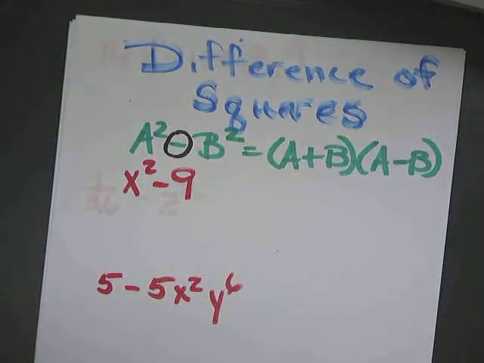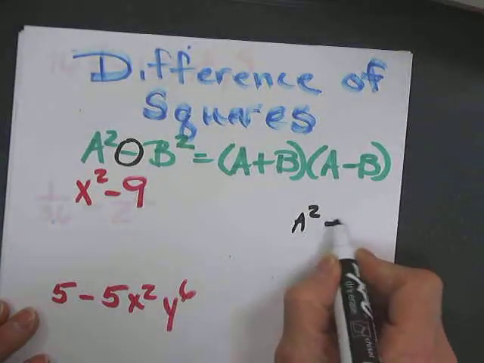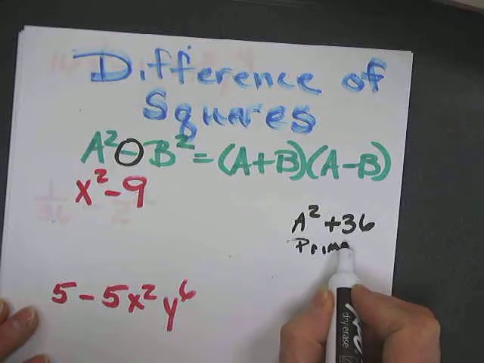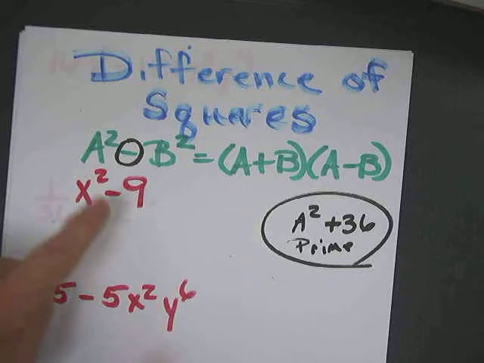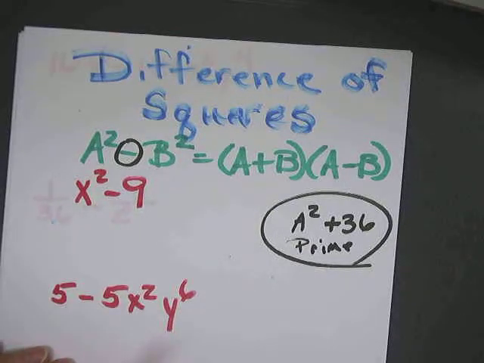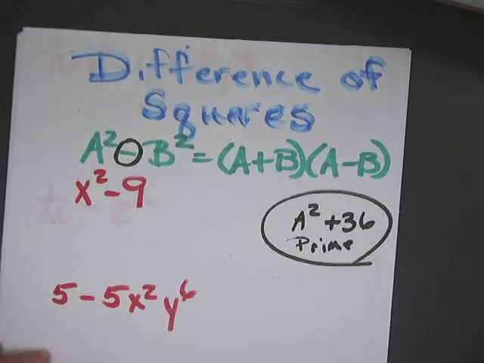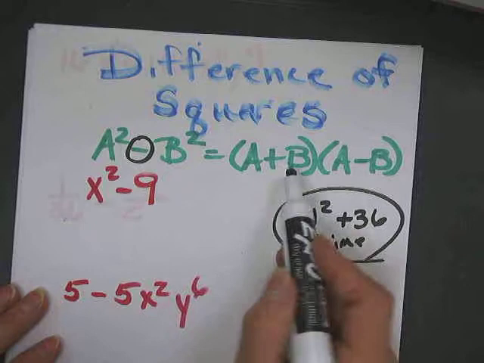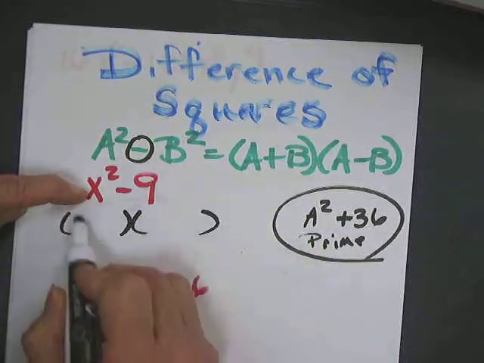Okay, another special factoring thing is difference of squares. It always has to have the minus here. If it has a plus and it's both squares, it's not going to factor. So if you have the problem a squared plus 36, that will be prime. You cannot factor that. Okay? It has to have the minus and be perfect squares to fit this. This won't factor no matter what you're doing.